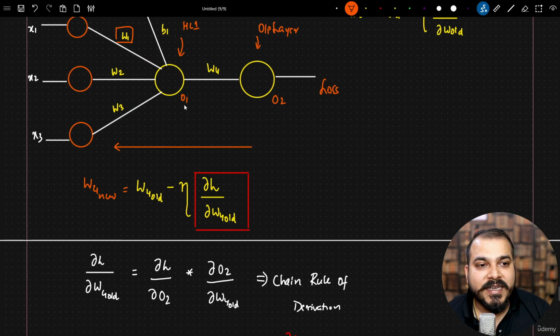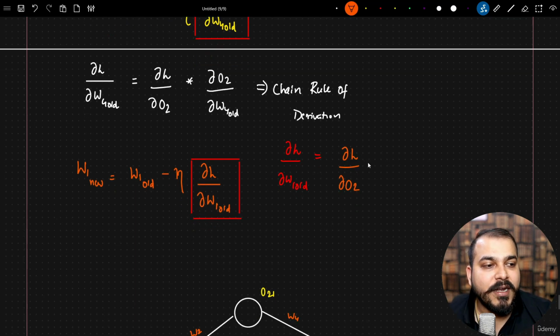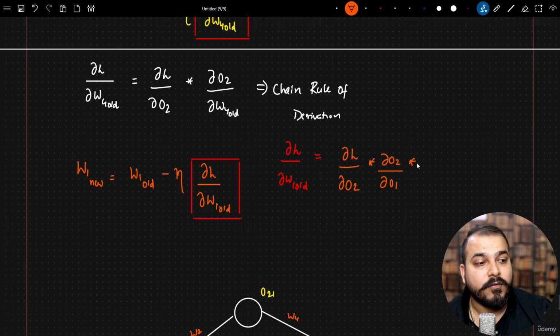This W4 is basically getting combined with O1 and W4, right? So that is the reason O2 is dependent on O1 also, right? So here I can basically go ahead and write derivative of L with respect to derivative of O2, multiplied by derivative of O2, divided by derivative of O1.